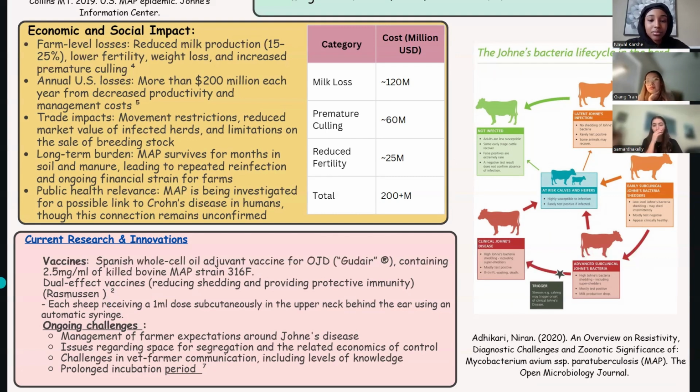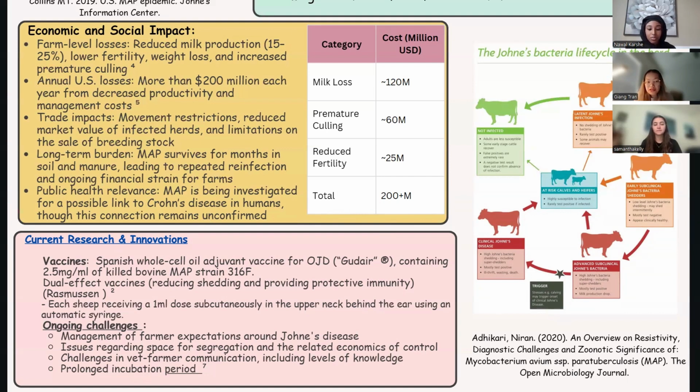There is current research and innovation going on to find a cure as well as ways to prevent animals from getting Johne's disease. So we have a vaccine, an oil adjuvant vaccine, which contains 2.5 milligrams per 1 milliliter of killed MAP strain 316F. This is a dual effect vaccine, meaning it reduces shedding and provides protective immunity at the same time.